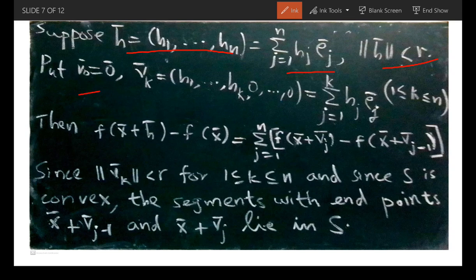Now put V0 as the 0 vector and Vk as this h1 etc. hk, remaining all are equal to zeros. So h1 etc. hk 0 0 etc. 0. So this is my Vk. So in the linear combination notation, it is sigma j equal to 1 to k hj ej, for 1 less than or equal to k less than or equal to n. You do that. Now compute f of x plus h minus f of x. Here remember f is a real function, that's why I am not writing vector f.